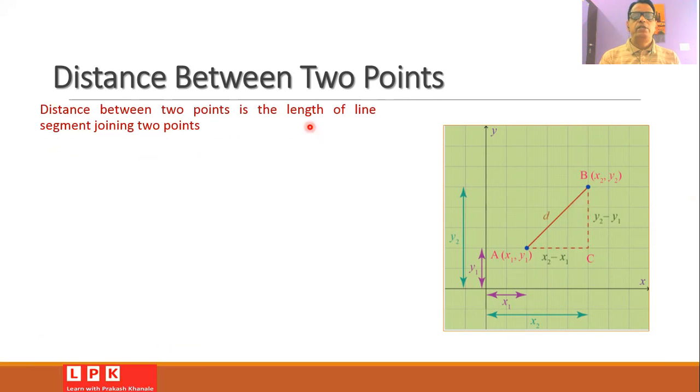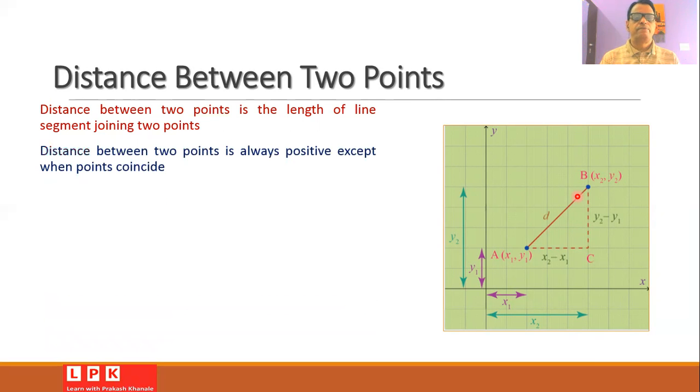So the distance between these 2 points is nothing but the length of the line segment joining the points. If I draw a line segment between A and B, then this line segment will have a certain distance d, and this is nothing but the distance between the 2 points. The distance between the 2 points is always positive, except in the special case when both the points coincide with each other.